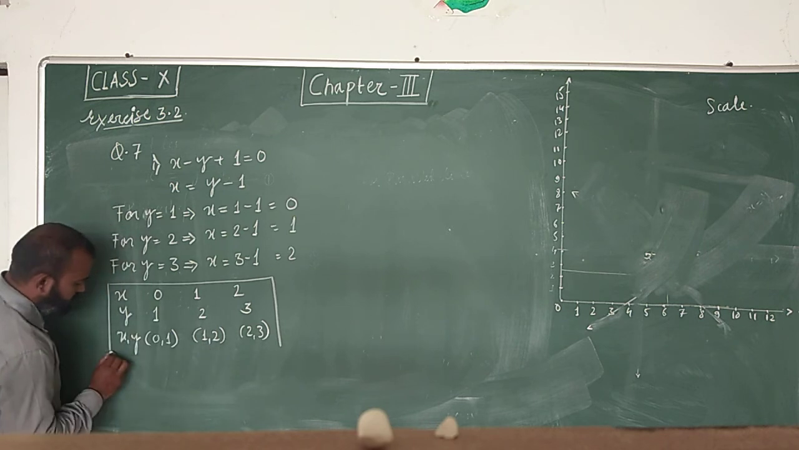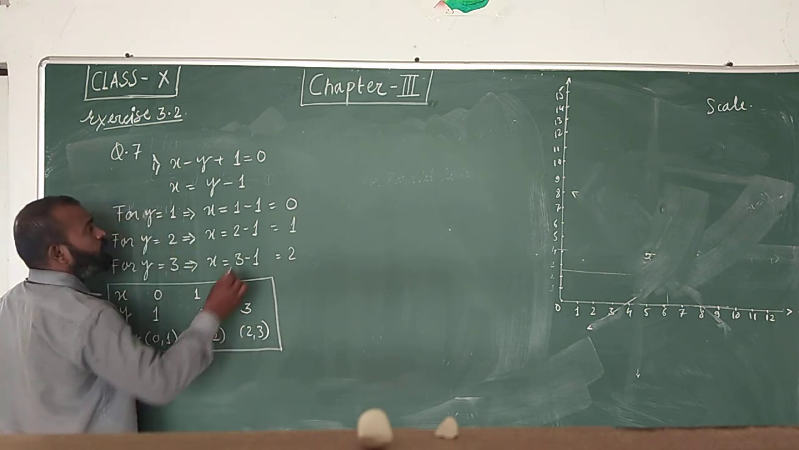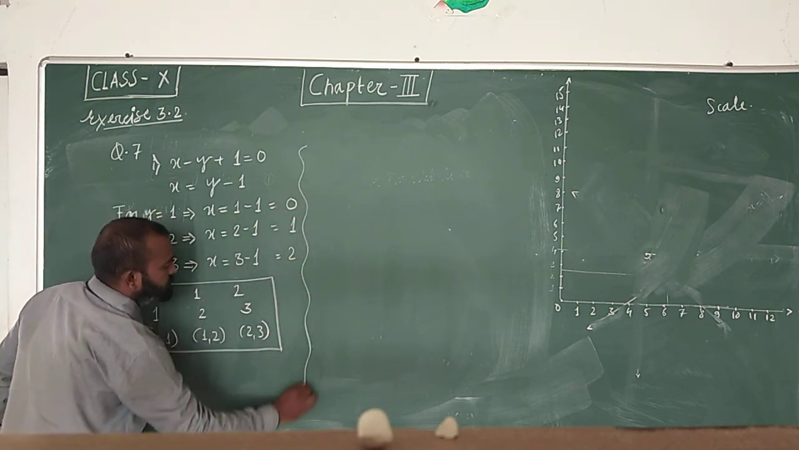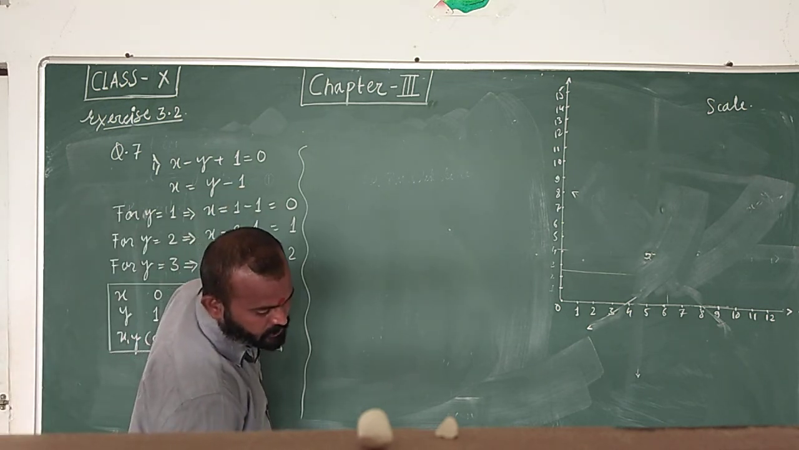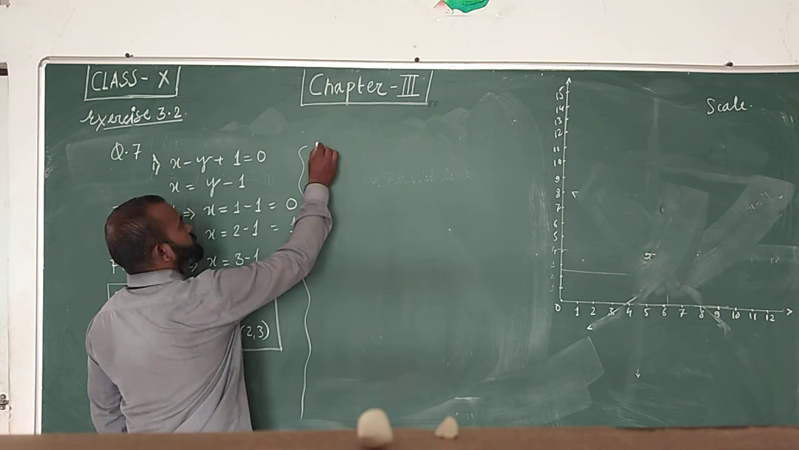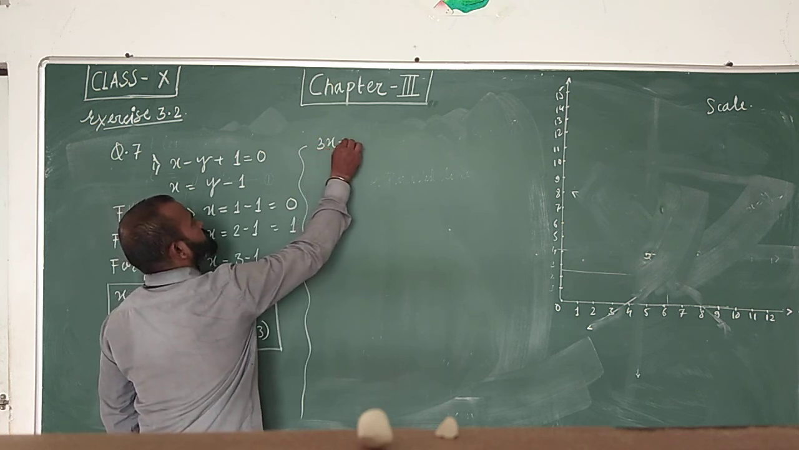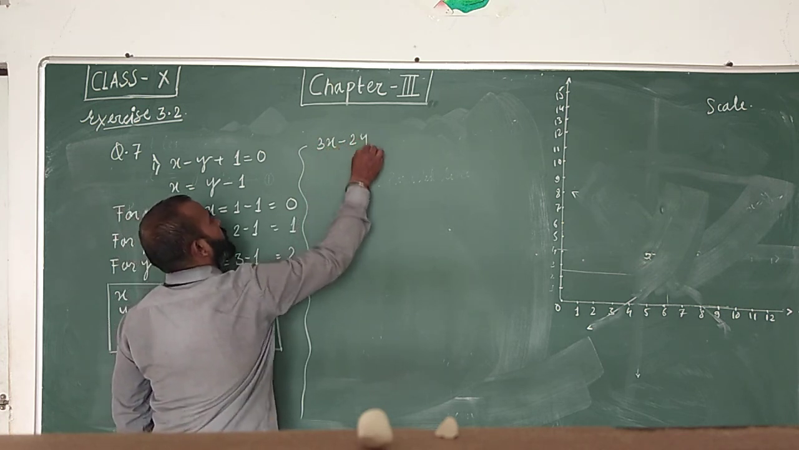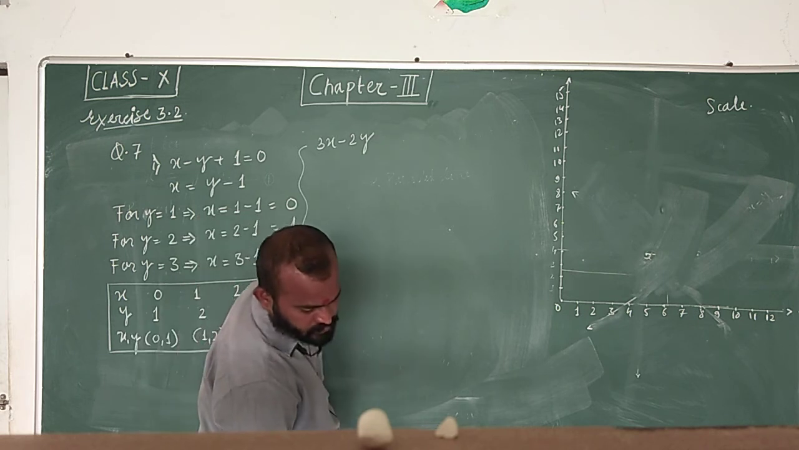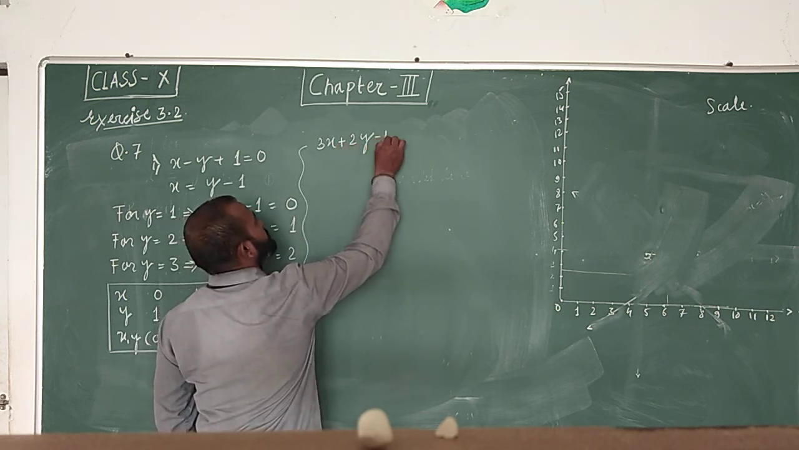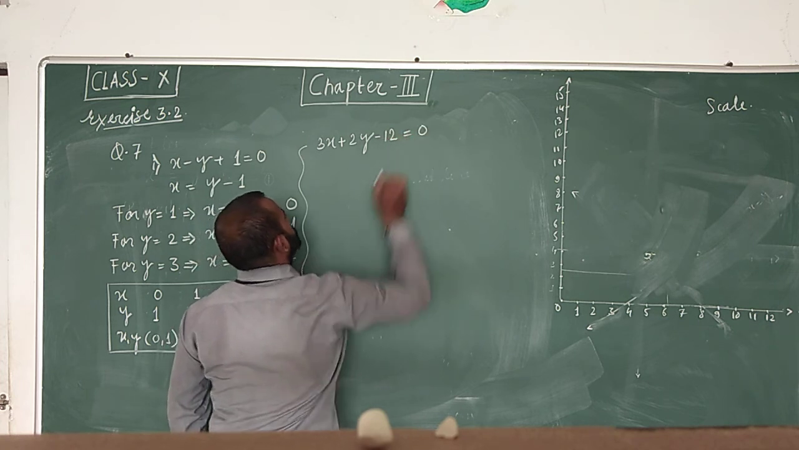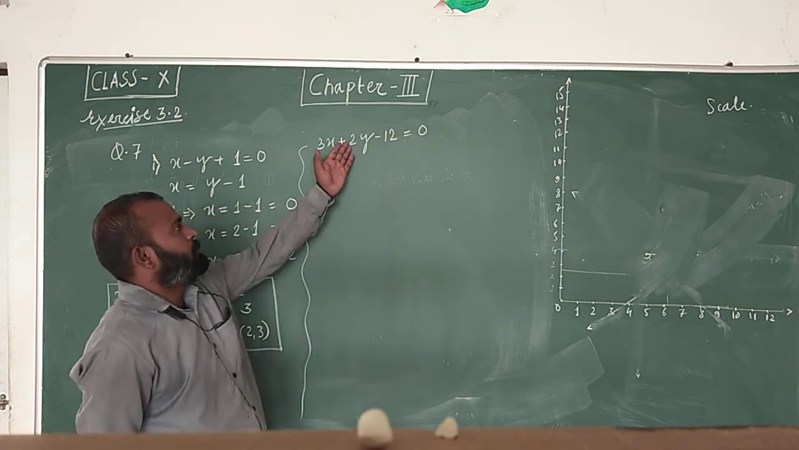Now going for the second table. The second equation is 3x plus 2y minus 12 equals to 0. Send 1 by 1 to that side.